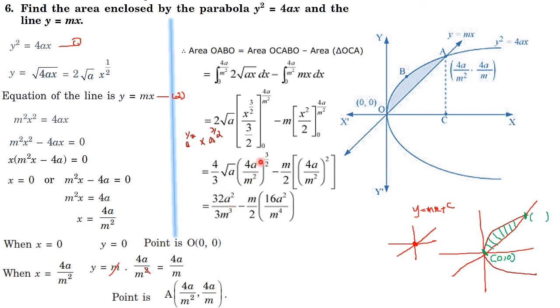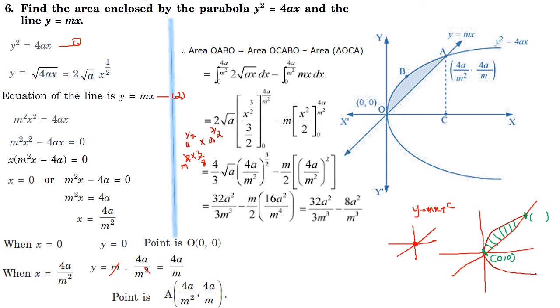m square the whole raised to 3 by 2 means it will be coming like this. m is there, then square is there, then into the 3 by 2 will be coming. So into 3 by 2 when we do, this 2 cancels and only m cube will be coming. So that's what here m cube came. Okay, minus m by 2 into, this is simple, 4 square is 16 a square by m power 4.